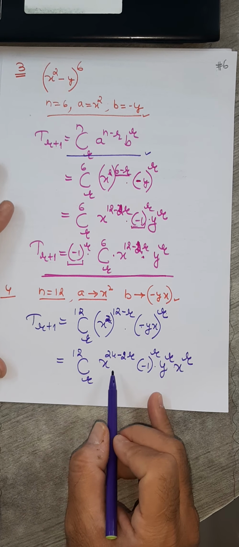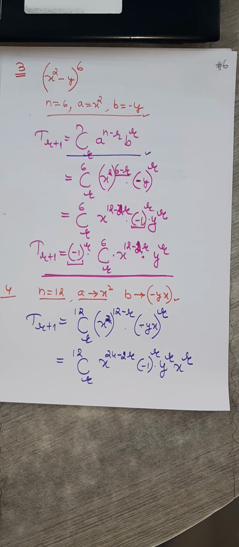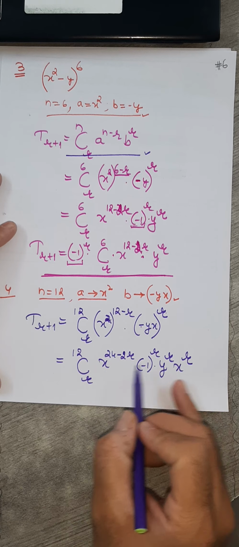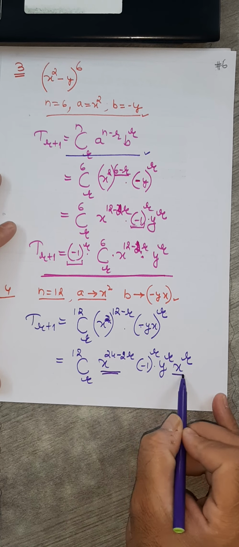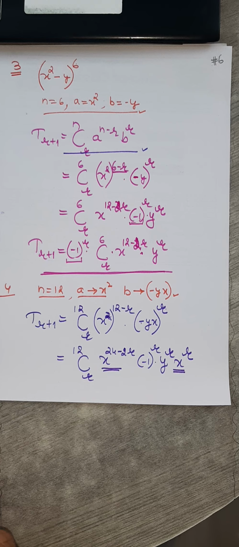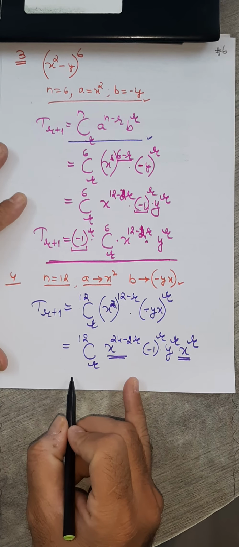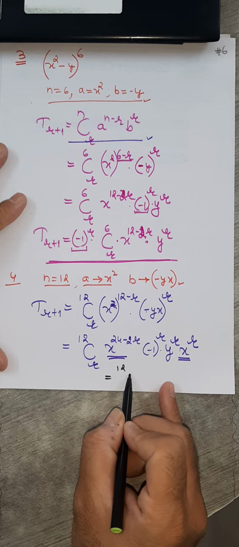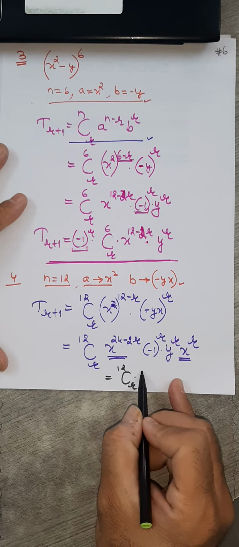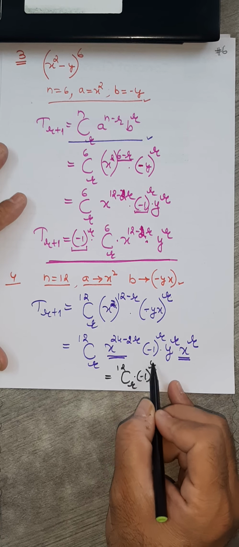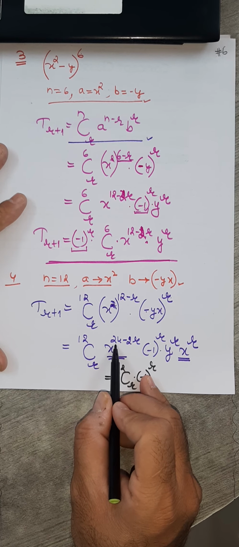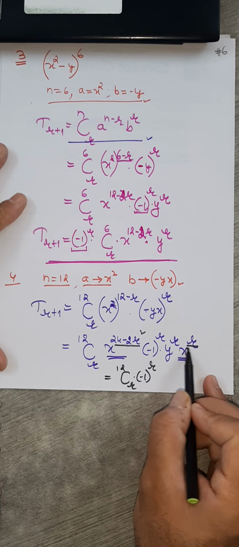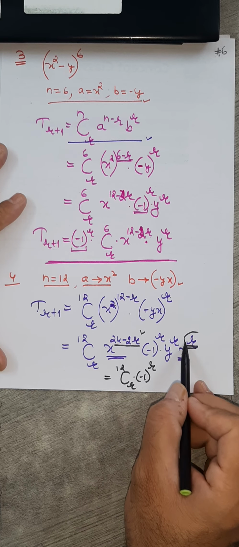Now one more thing you can do. You can add both the powers of which variable? Variable x, remember. You can add both the powers of variable x. You see here and here at these two places you have variable x. So we can add the powers of variable x, and therefore the last step, if I write here, this is equal to 12cr into minus 1 raised to r, I am keeping as it is. Here power is 24 minus 2r, here power is r. If both the bases are same, you can add the exponents.